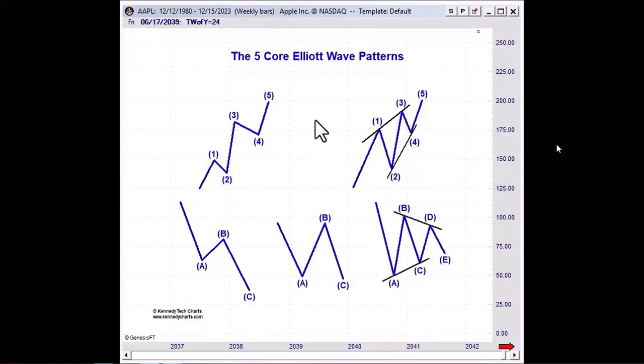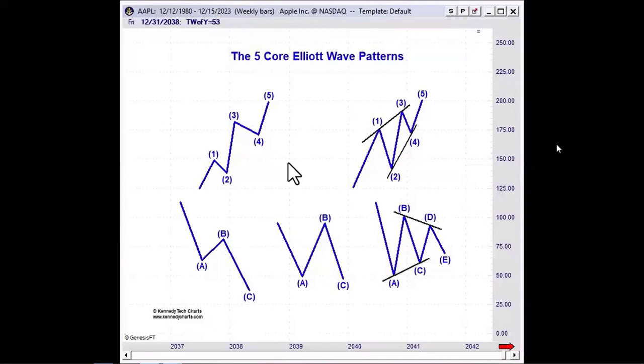Today, we're going to be focusing on impulse waves, but just to tee up today's topic and also the following topics, let's look at the 5 core patterns. Now, again, this slide is nothing new. I show this slide quite frequently. The reason I do so is because these 5 patterns represent the foundation upon which the Elliott wave principle is built. So what exactly is the wave principle?